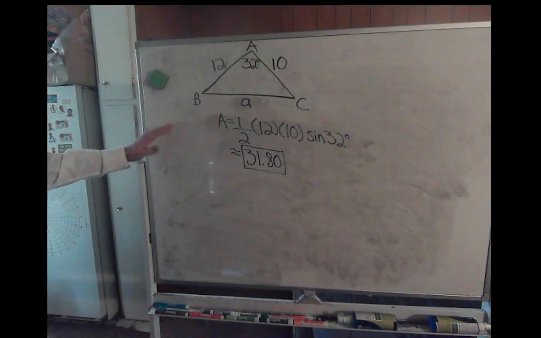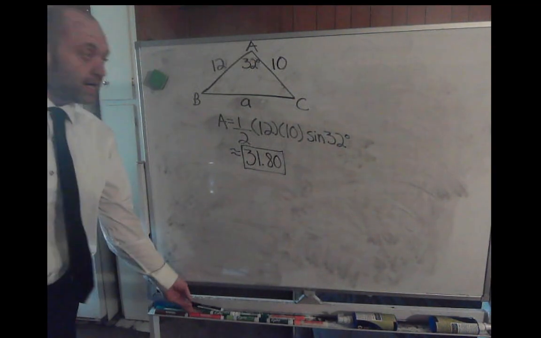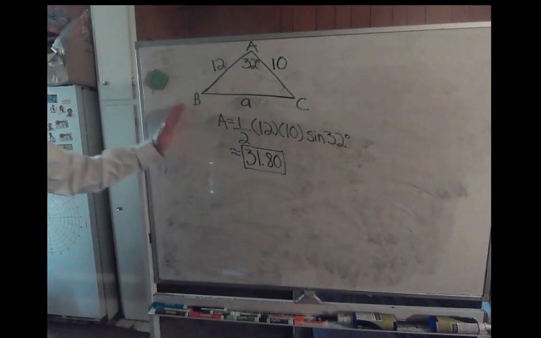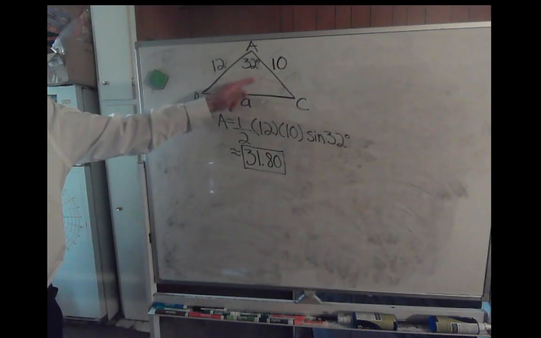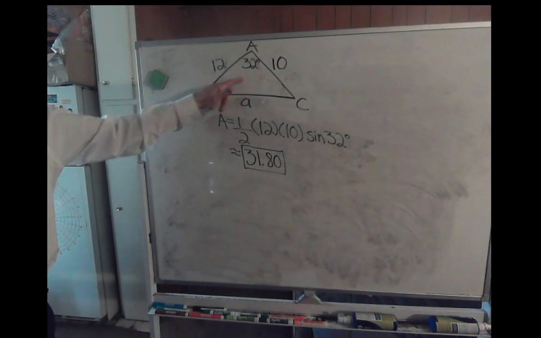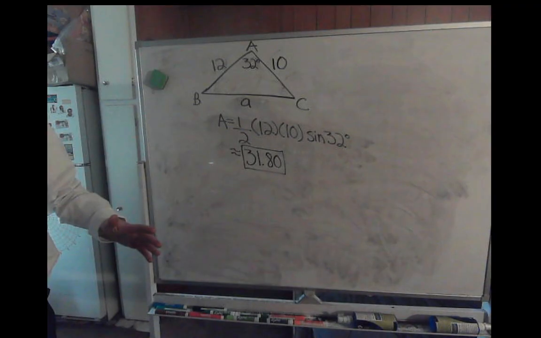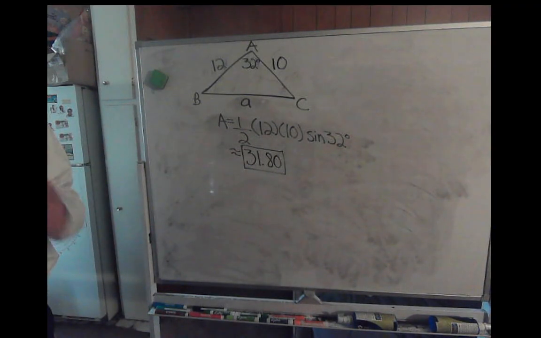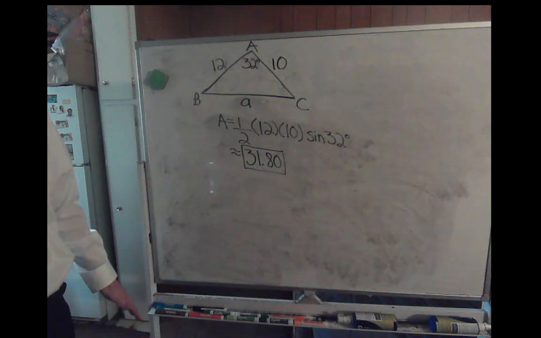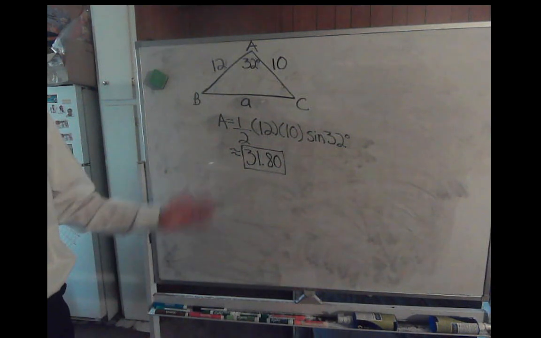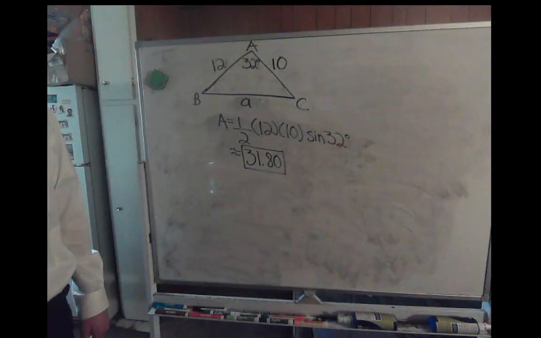So the area of this triangle is approximately 31.80 square units. As you see, this formula is quite simple to work with, as long as you have two sides and the included angle between them. Otherwise, the formula won't work, at least not directly. You would have to apply the law of sines to find all your other missing information to use the formula, which would really be a pain in the neck.